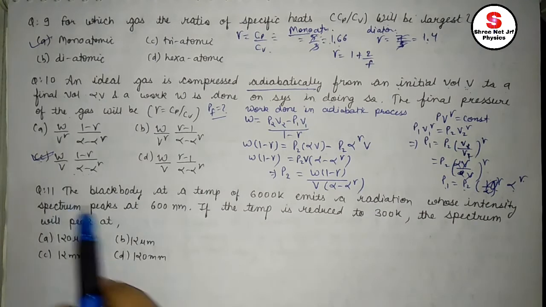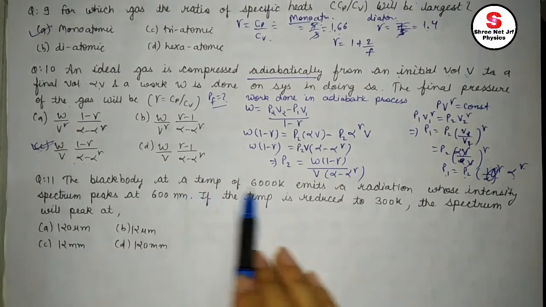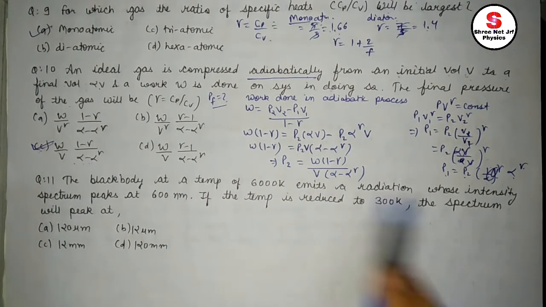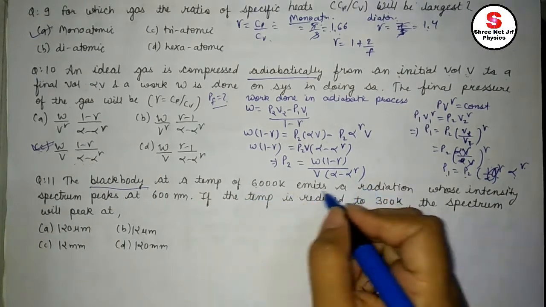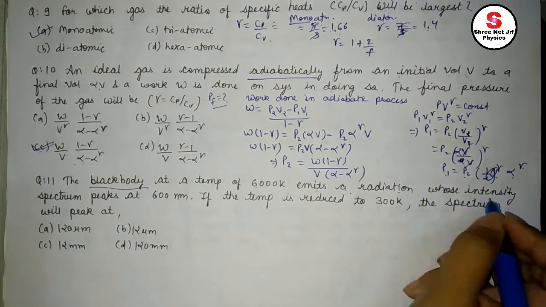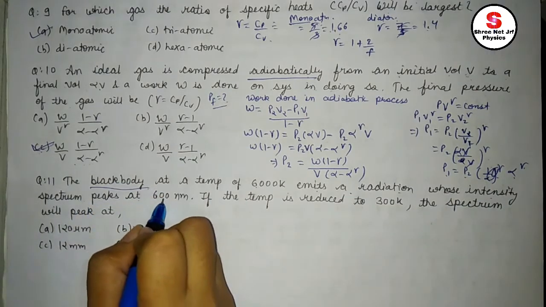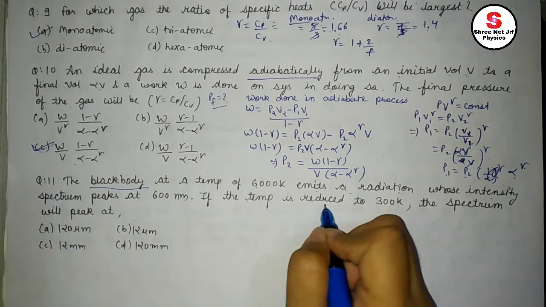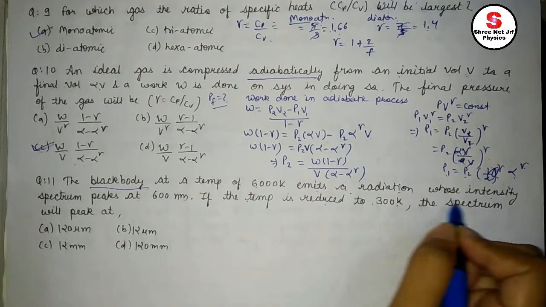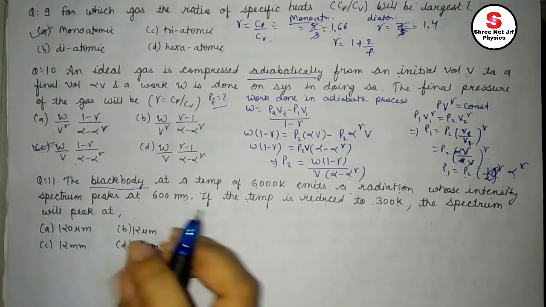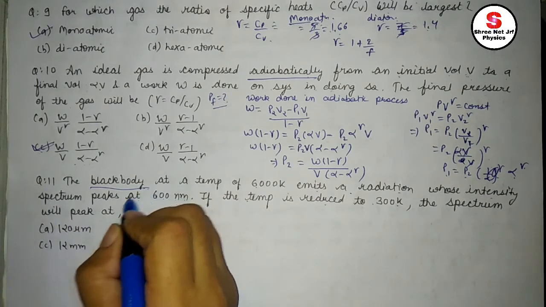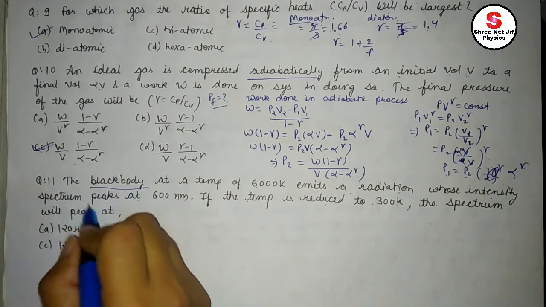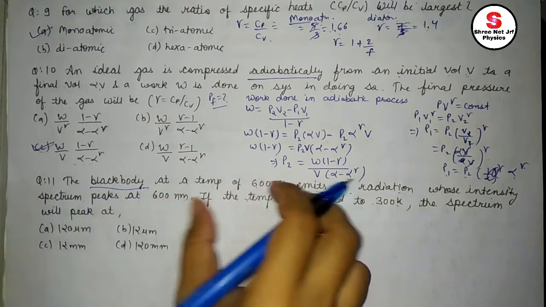Next is question number 11. A black body at a temperature of 6000 Kelvin emits radiation whose intensity spectrum peaks at 600 nanometer. If the temperature is reduced to 300 Kelvin, at what wavelength will the spectrum peak? I already made this clear in previous lectures, what this peak means in a black body and what the relation is.